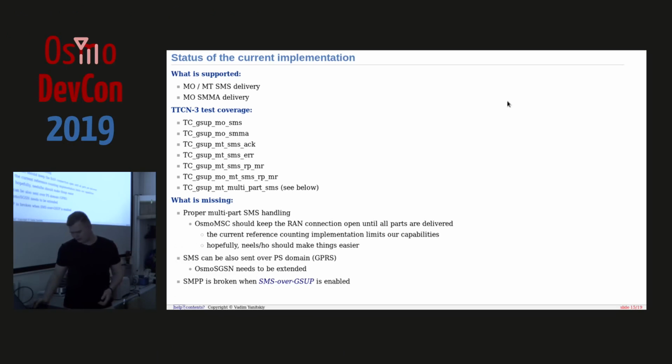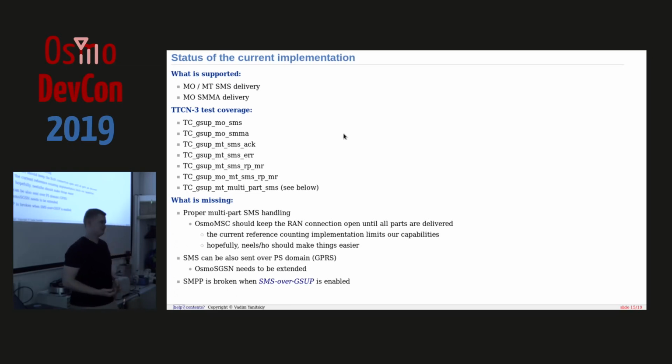The current reference counting implementation in Osmo MSC doesn't allow implementing this properly, so I'm looking forward to the patch of Neels to be merged. So hopefully it will make everything simpler. Regarding the GPRS packet switched domain, I don't think it's that important for us to support this kind of delivery at the moment. And another important thing is that SMS over GSAP breaks SMPP support. You cannot have SMPP and SMS over GSAP at the same time.